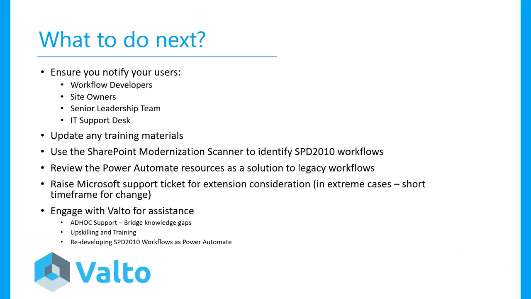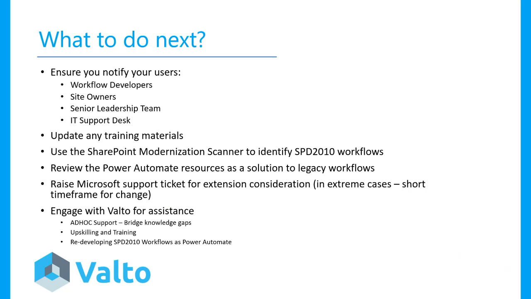So with all that in mind, what should you be doing? What are the next steps? So the first thing is ensure you notify your users. So make sure people who are creating the workflows are aware. Site owners should be aware that maybe there's certain functionality which is no longer going to be working for them. Updating the senior leadership team so they can get the message out to everybody, and updating the IT support desk that potentially when it comes to the 1st of November, they could be getting a load of requests to say, for some reason, my workflows have stopped working in SharePoint and things like that. And they should be aware that actually this is potentially that issue.